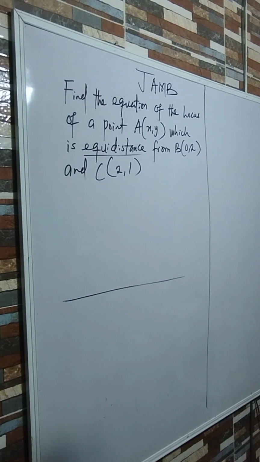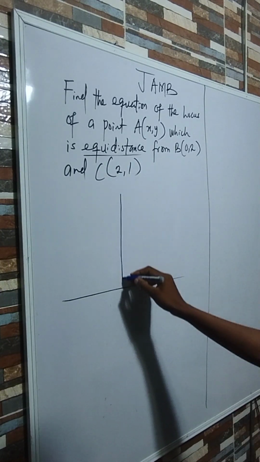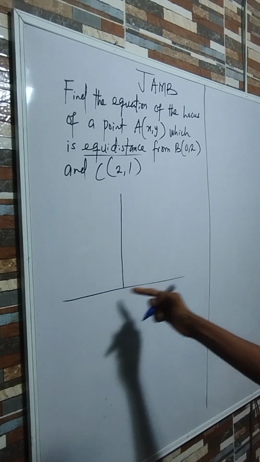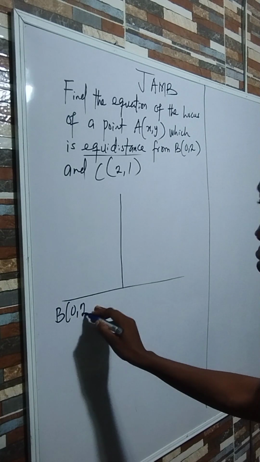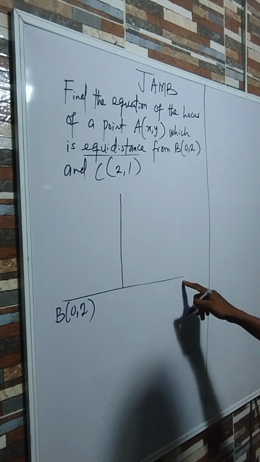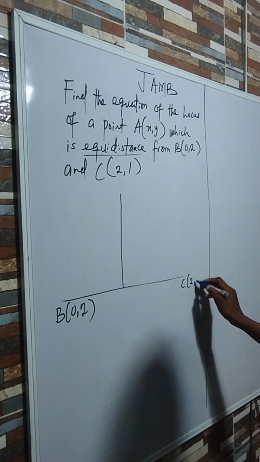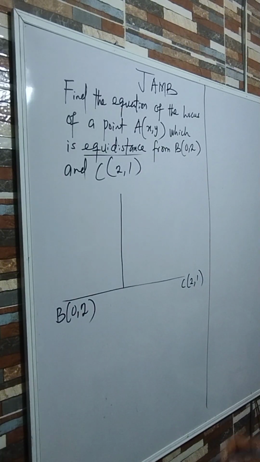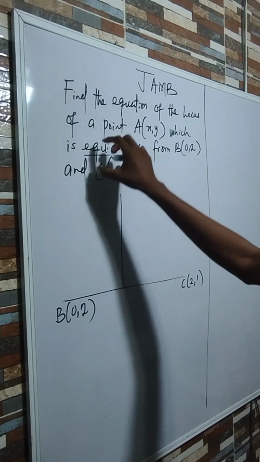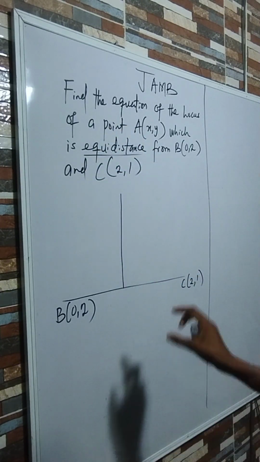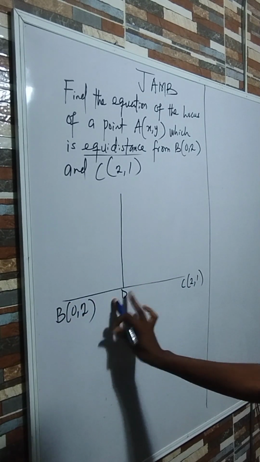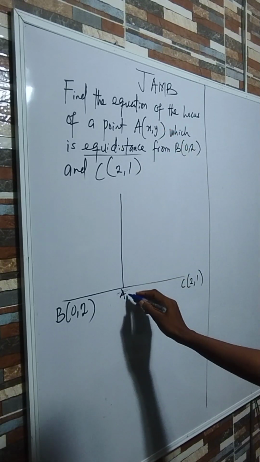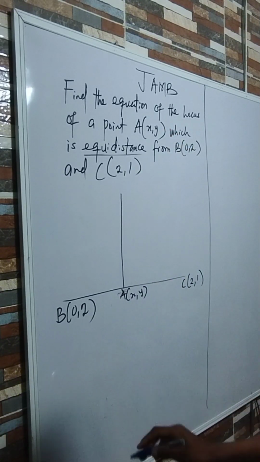If we have this straight line and we have a line that is perpendicular to this straight line that I've drawn in this place, let me label this part as B(0, 2), and this other part as C(2, 1). We say that it is equidistant. That is what the question is saying, which simply means the distance from this place to this midpoint, let me represent this place as A. From the question, it was given as A(x, y).